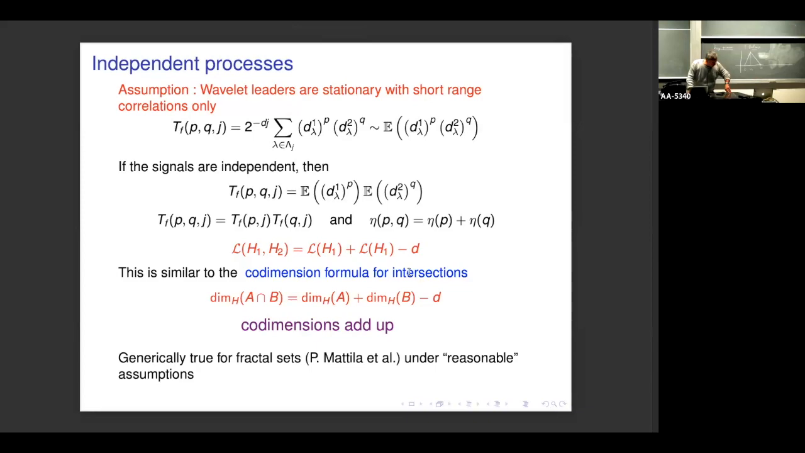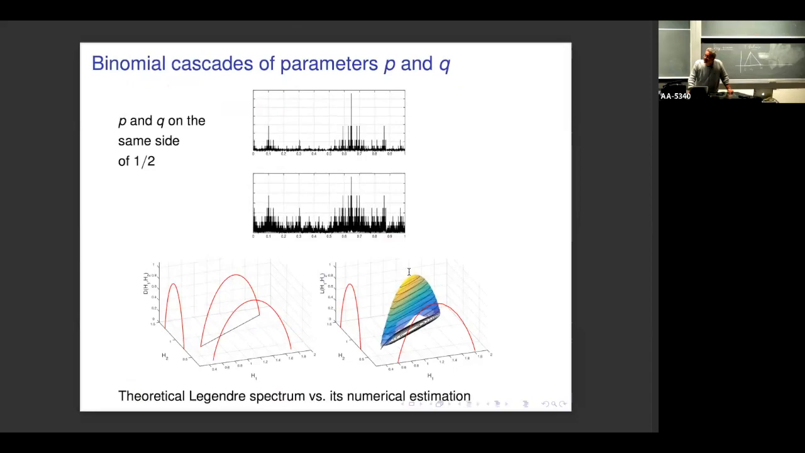I would like to show you a few numerical examples. A very simple case that we could work out numerically is binomial cascades. You construct a binomial measure: you put the weight p on the left and q equal to 1 minus p on the right, and then you multiply, and depending on p or q you get this kind of binomial cascade.